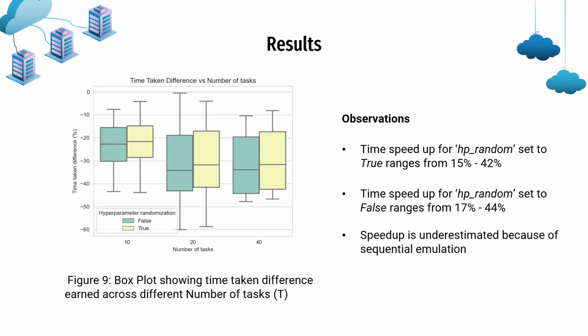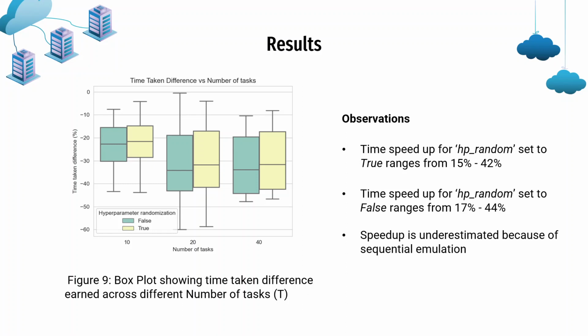Moving on to the time taken by the algorithm. We show a box plot of the time taken difference across different numbers of tasks. The time taken difference is basically subtracting the time taken by the distributed algorithm from that of the centralized ACO. So when there is a negative time difference, that means the distributed ACO runs faster.